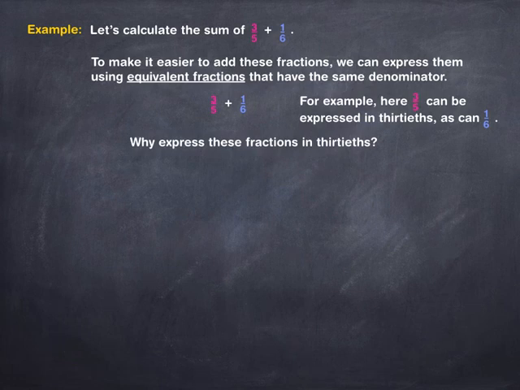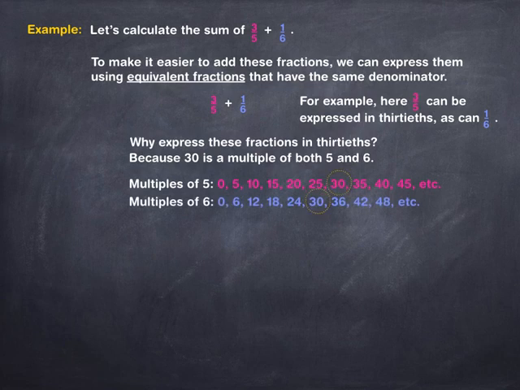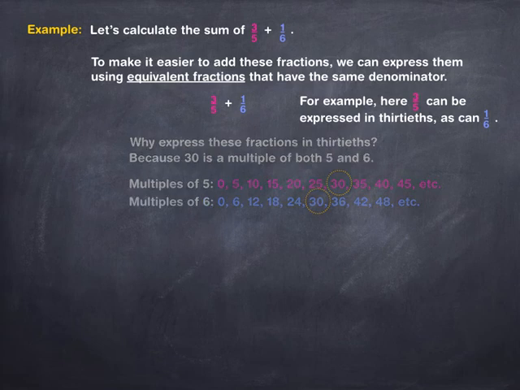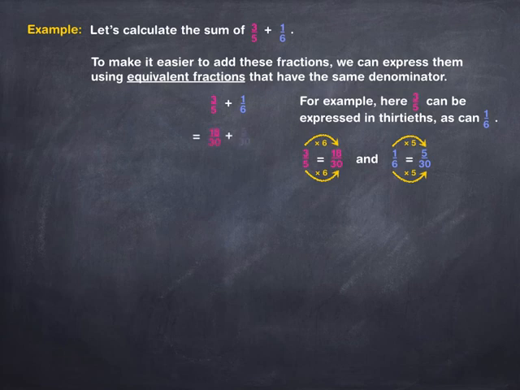Why express these fractions in 30ths? Because 30 is a multiple of both 5 and 6. Here are multiples of 5. Here are multiples of 6. 30 is common to both. Three-fifths is equal to 18/30ths, and 1/6 is equal to 5/30ths. This means that 3/5 plus 1/6 is equal to 18/30ths plus 5/30ths, which is equal to 23/30ths.